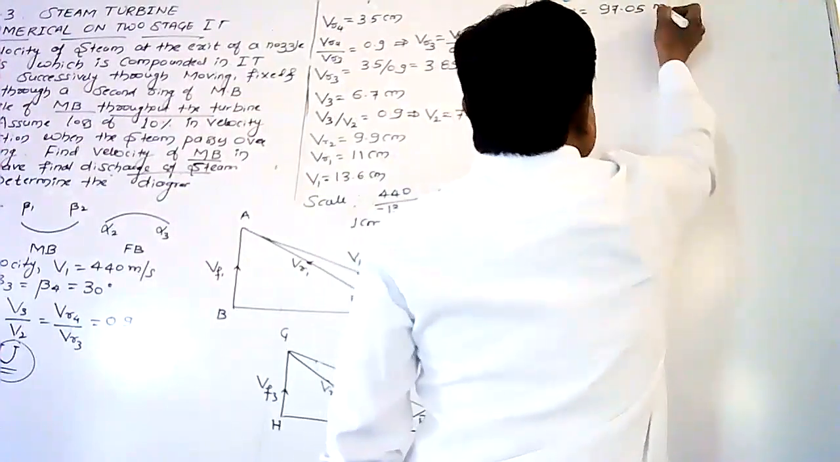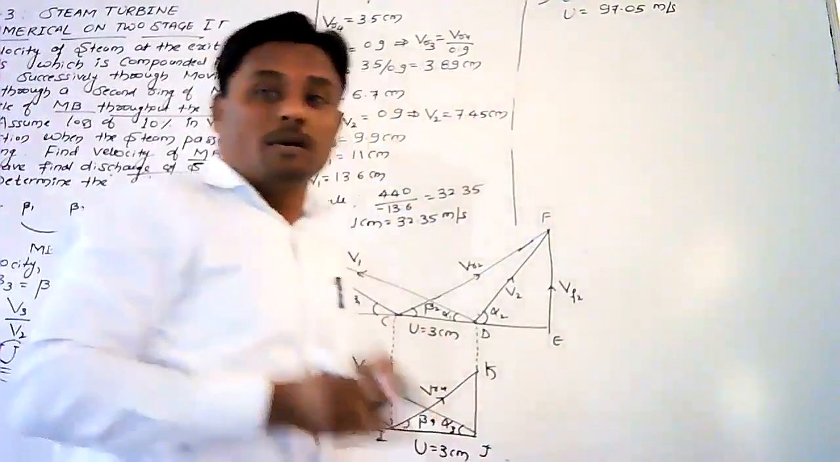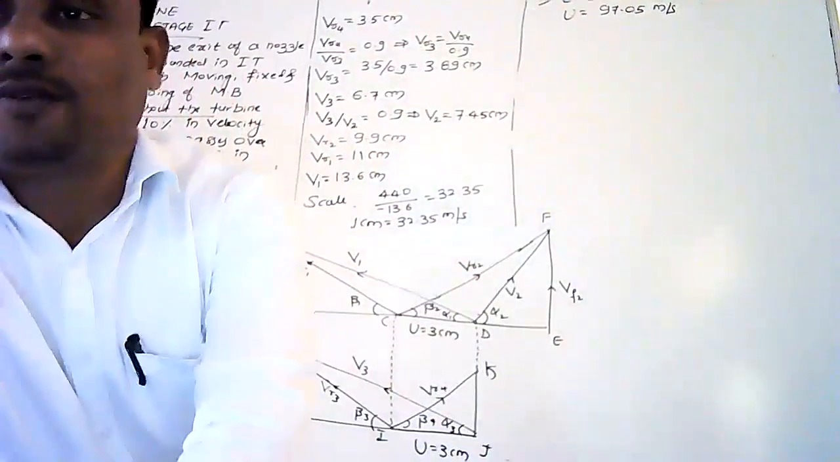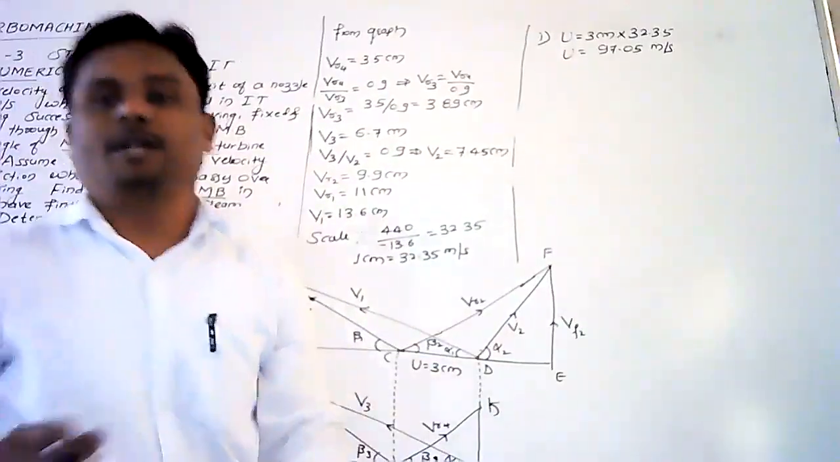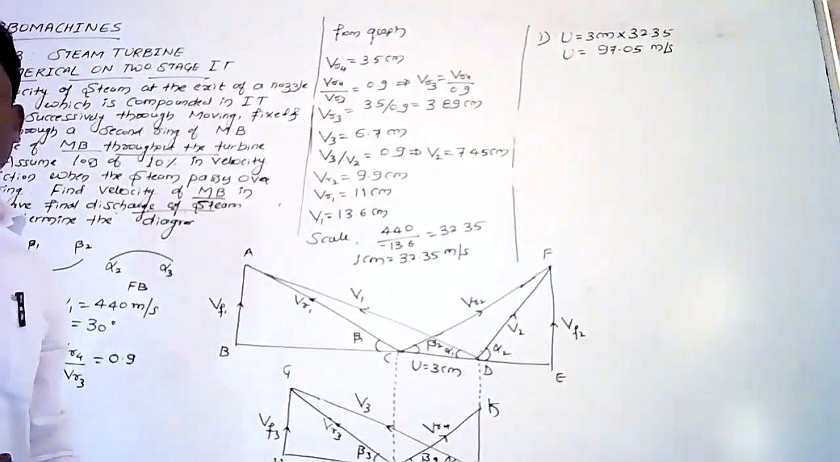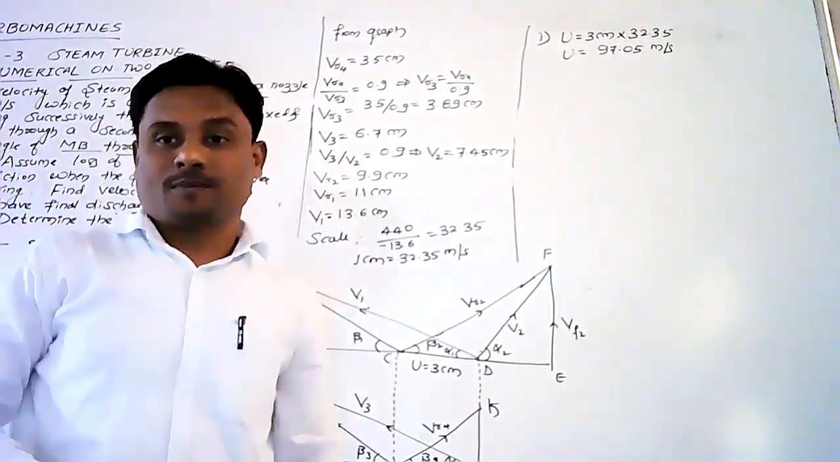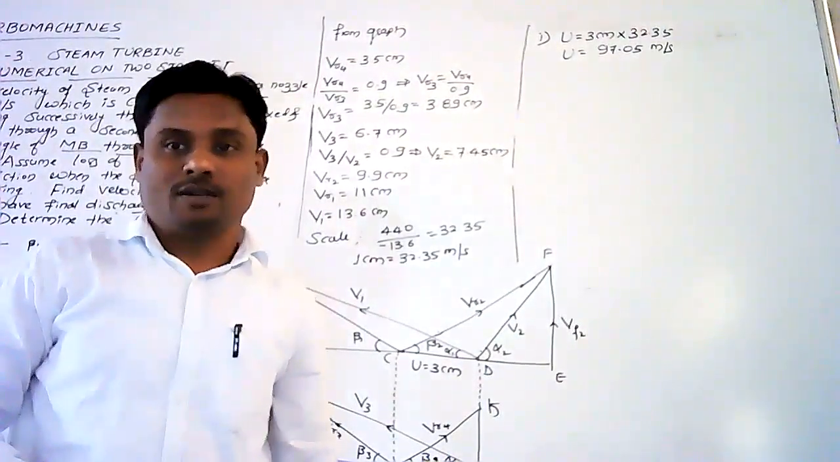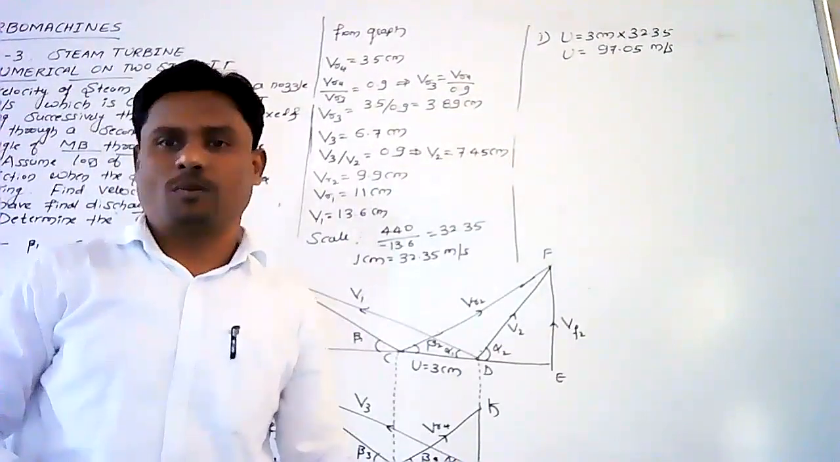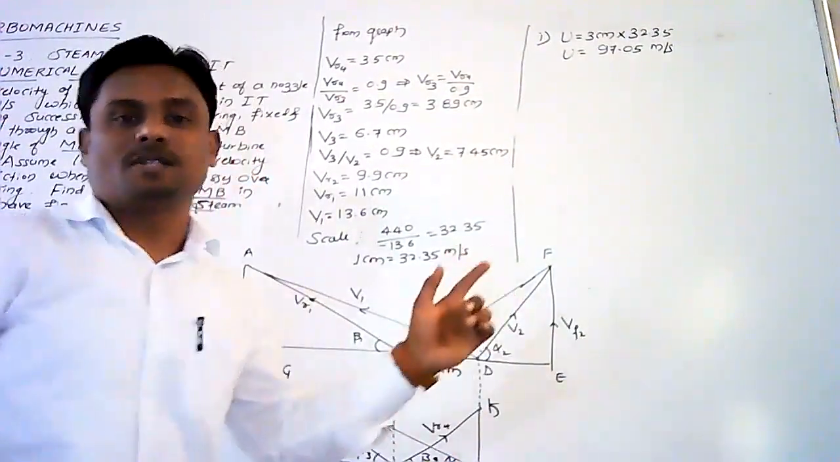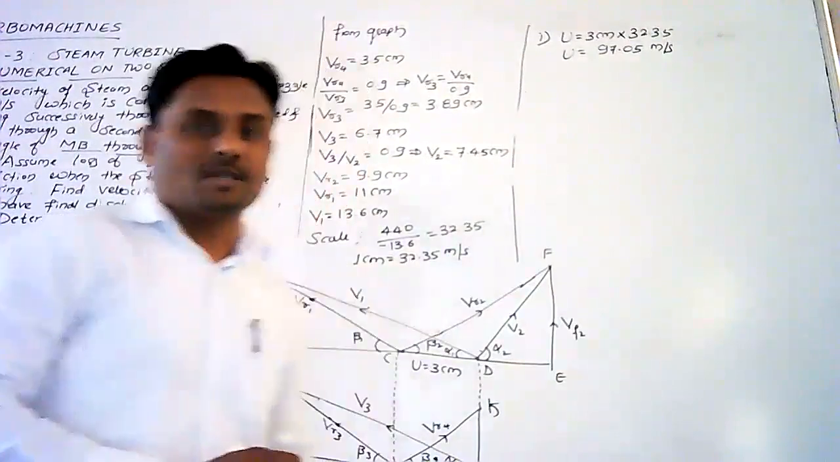97.05 meter per second. So this is the value of blade speed. U equals 3 centimeter, assume into the scale is 32.35 meter per second. The product will give you 97.05 meter per second. So this is the blade speed.